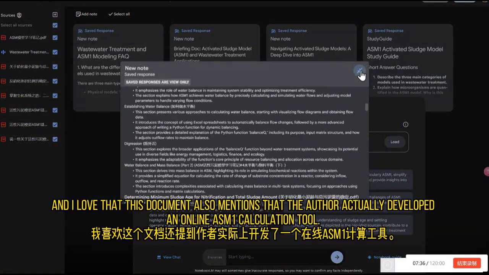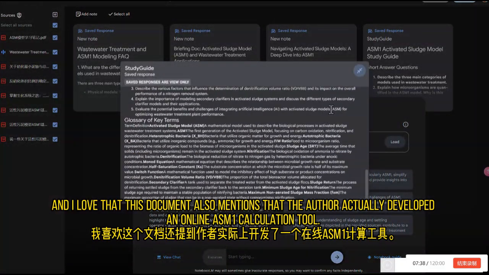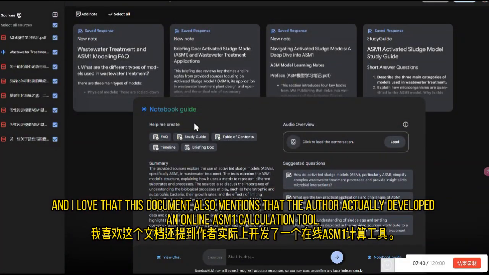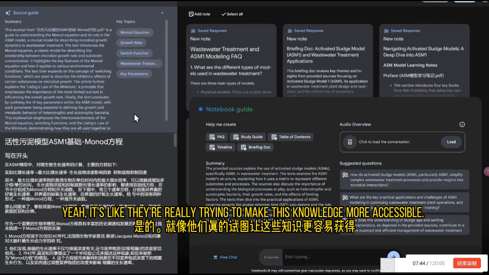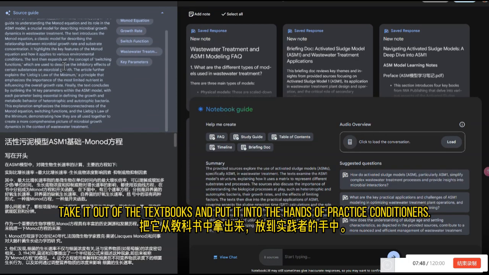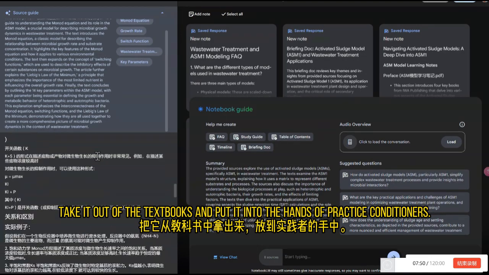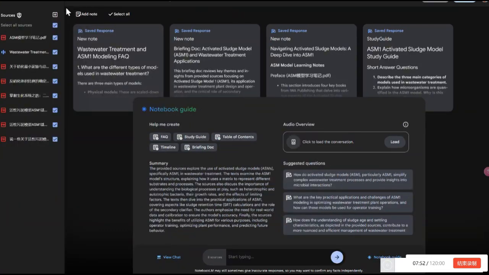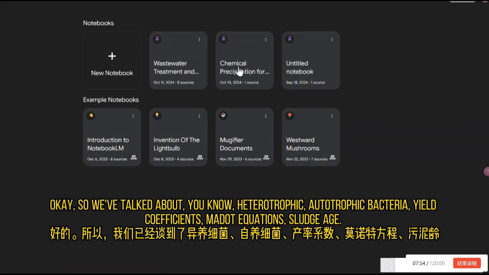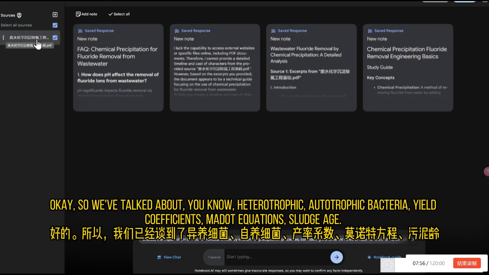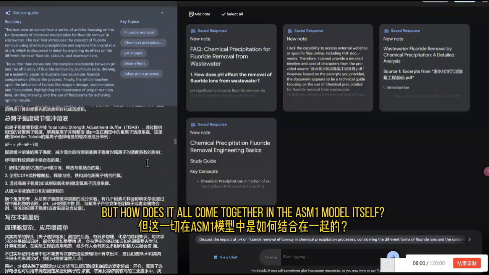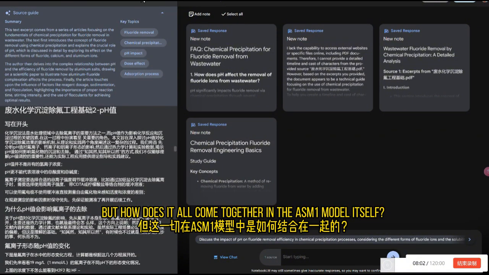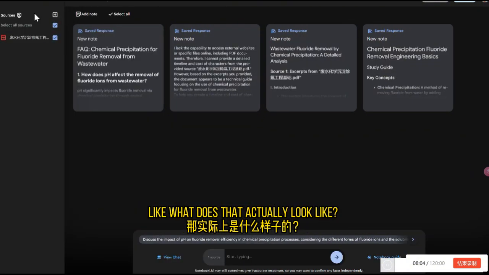And I love that this document also mentions that the author developed an online ASM1 calculation tool. They're really trying to make this knowledge more accessible. Take it out of the textbooks and put it into the hands of practitioners. Okay, so we've talked about heterotrophic and autotrophic bacteria, yield coefficients, Monod equations, sludge age. But how does it all come together in the ASM1 model itself? What does that actually look like?